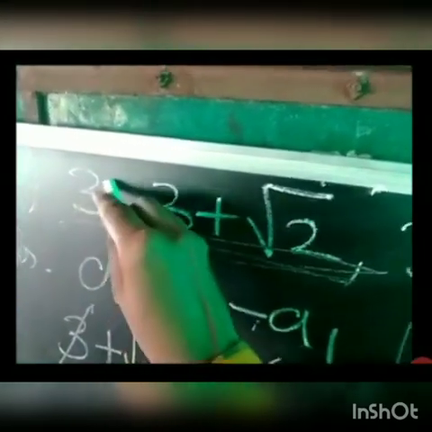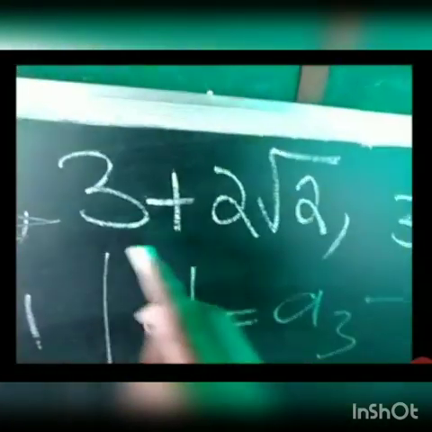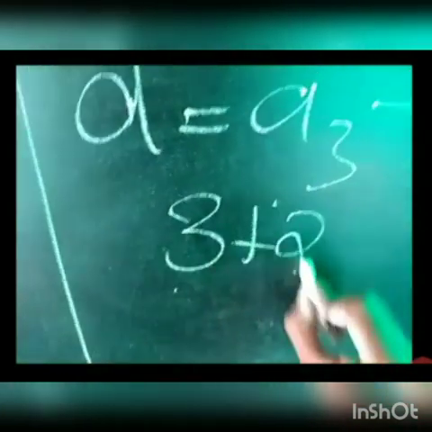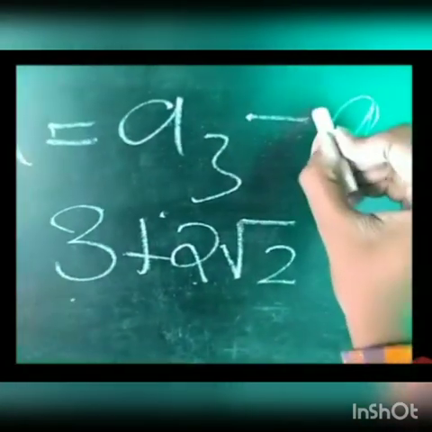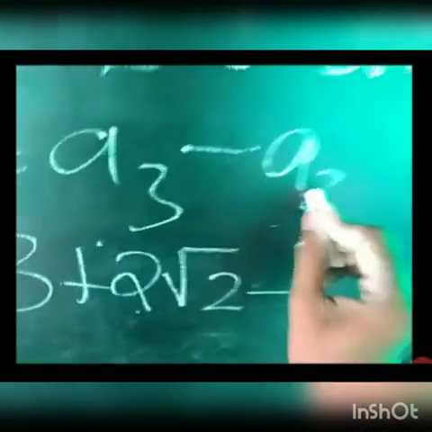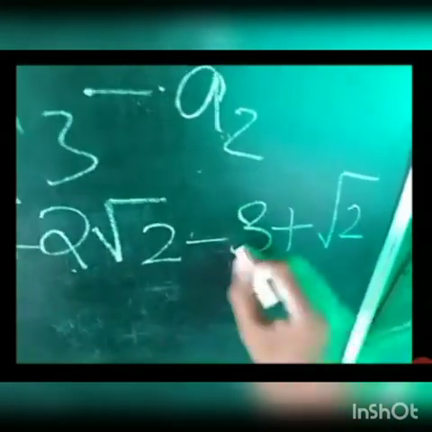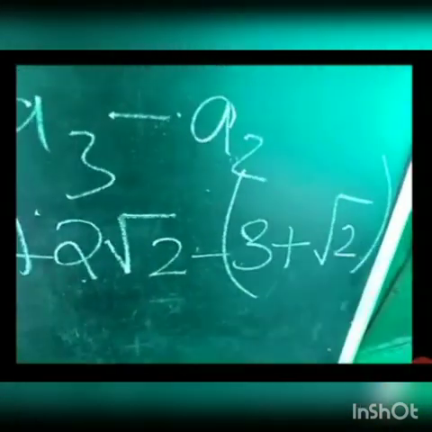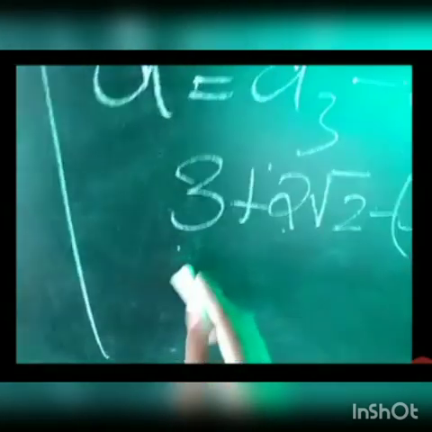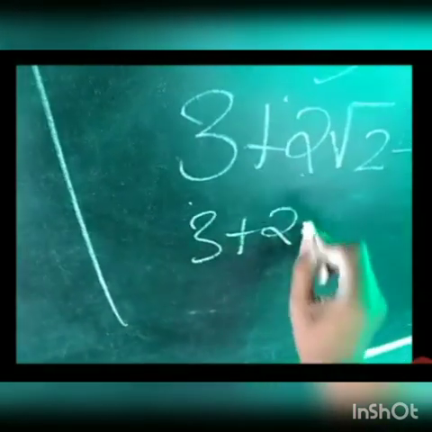A3 minus A2. So in this, what is A3? This is A1, this is A2 and this is A3. 3 plus 2 root 2, minus, what is A2 in the sequence? 3 plus root 2. Since we have two terms, let me put a bracket. Then 3 plus 2 root 2.